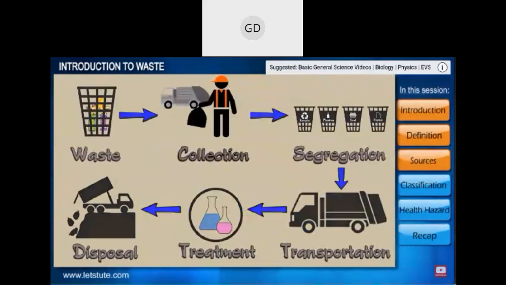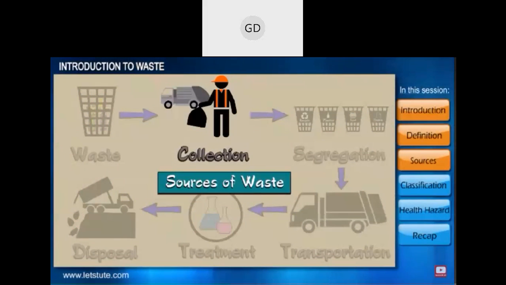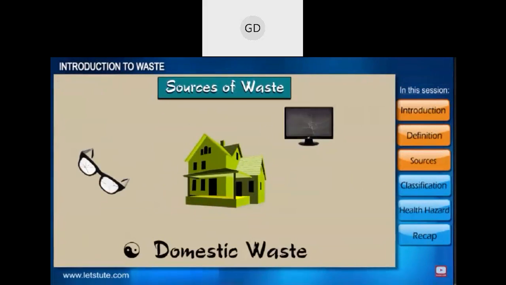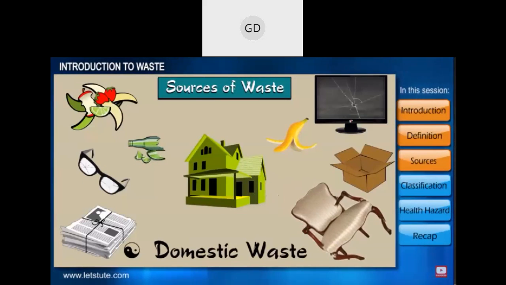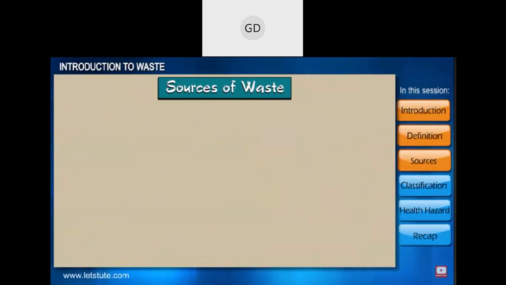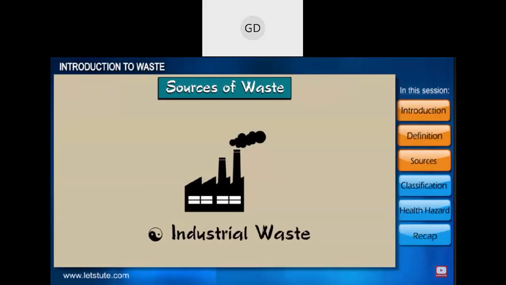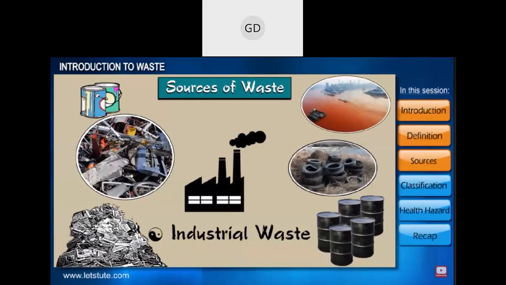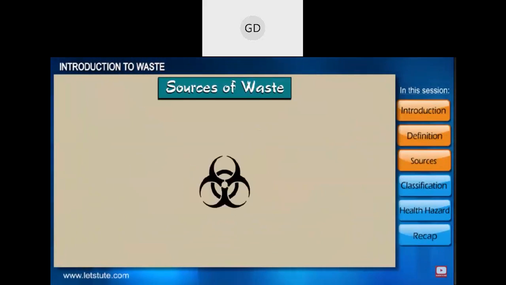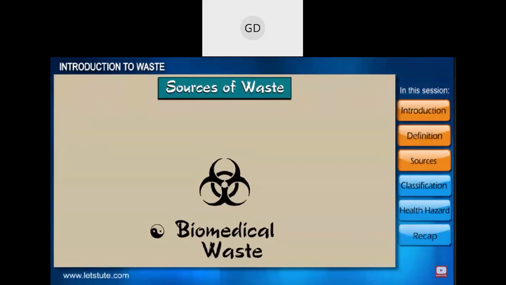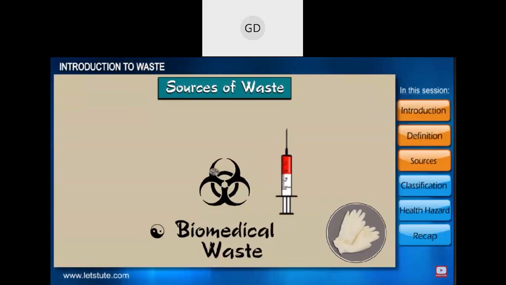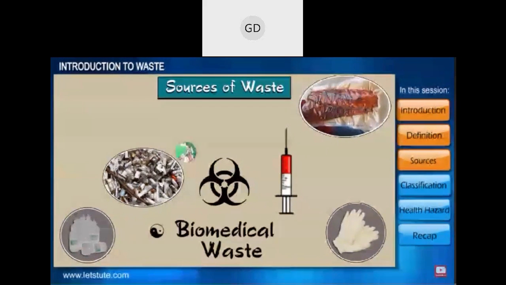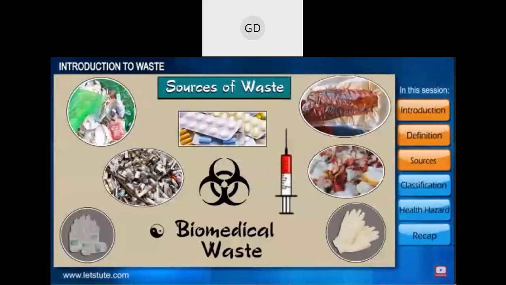So let's see the various places of origin from where the waste can be collected. Let's begin with the waste generated in our house during the various day-to-day activities, which is the domestic waste. The next one is industrial waste. This includes all the various waste generated during different industrial processes. The next one is clinical or biomedical waste. This mainly includes the waste from hospitals, nursing homes, pathological laboratories, medical clinics, etc.